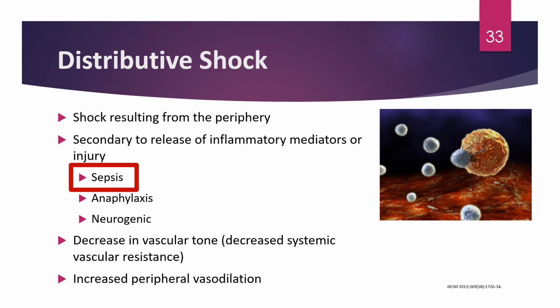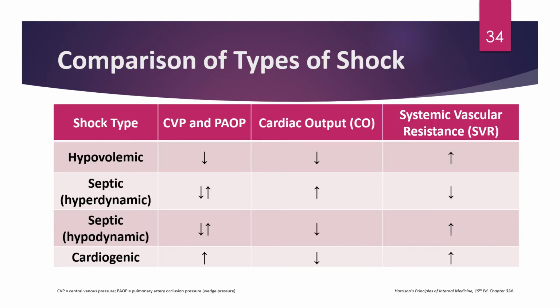Sepsis is the main type of distributive shock that we're going to talk about. It's probably the most common of these three. Anaphylactic shock and neurogenic shock are relatively rare, but they can still happen. So whenever we think distributive shock, sepsis is a type of distributive shock. But distributive shock as a term can relate to sepsis, anaphylaxis, or neurogenic shock.